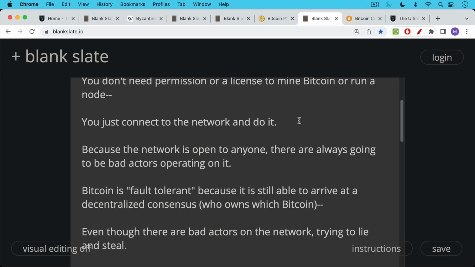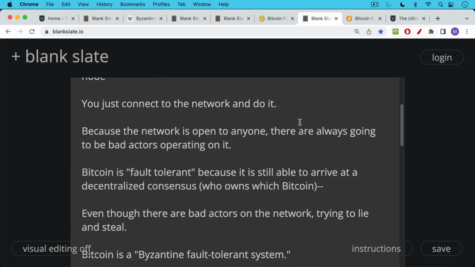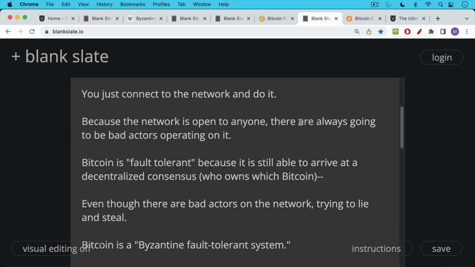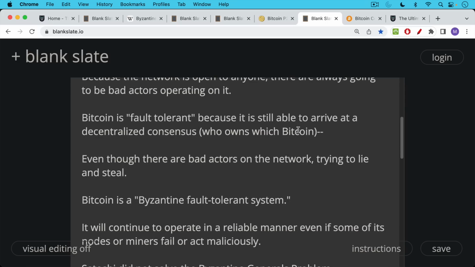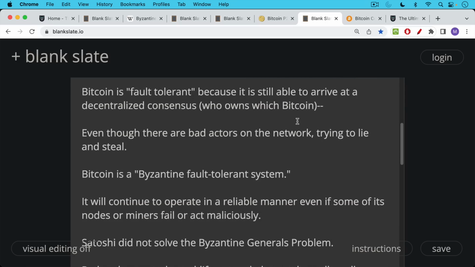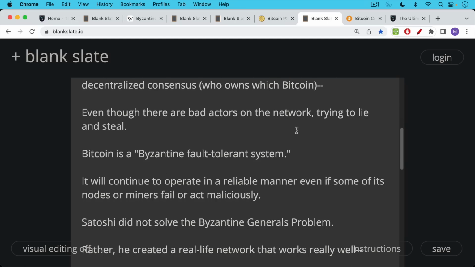And what we say is that Bitcoin is quote unquote fault tolerant because it is still able to arrive at a decentralized consensus, a consensus of who owns which Bitcoin and what transactions were made and when. And Bitcoin is fault tolerant. It's able to tolerate the faults of malicious actors, even though they're bad actors on the network, trying to lie and steal. So the technical way of saying this you may hear is Bitcoin is a Byzantine fault tolerant system. In other words, it will continue to operate in a reliable manner, even if some of its nodes or miners fail, unplug, or act maliciously.